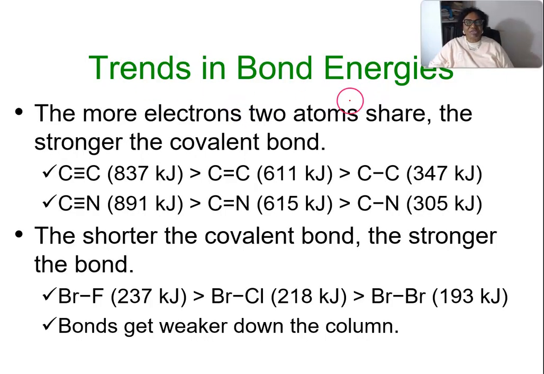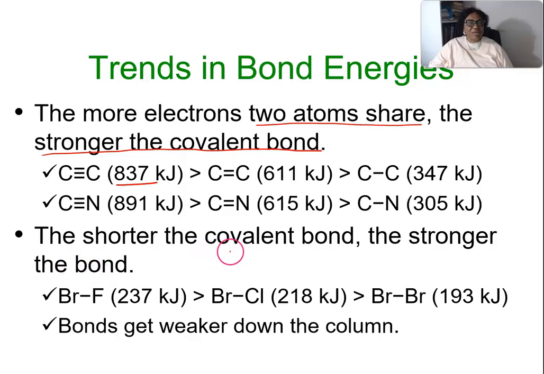Trends in bond energies. The more electrons two atoms share, the stronger the covalent bond. So for example, for the carbon triple bond, the bond energy is 837 kilojoules. Carbon nitrogen is 891. But these triple bonds are larger in energy than the double bonds, and the double bonds are larger in energy than the single bonds.